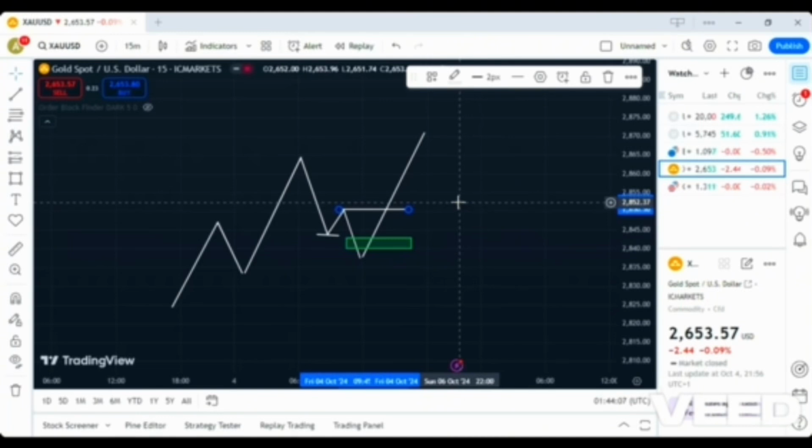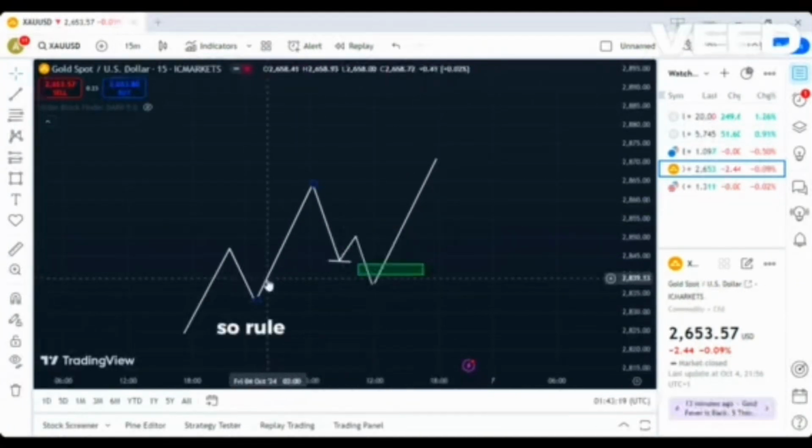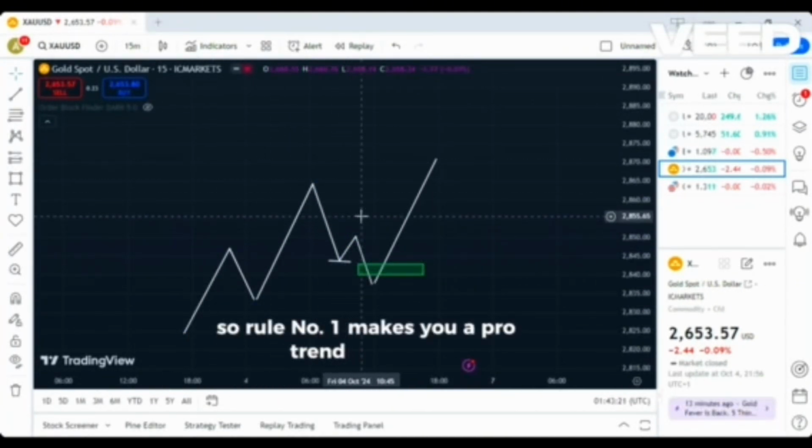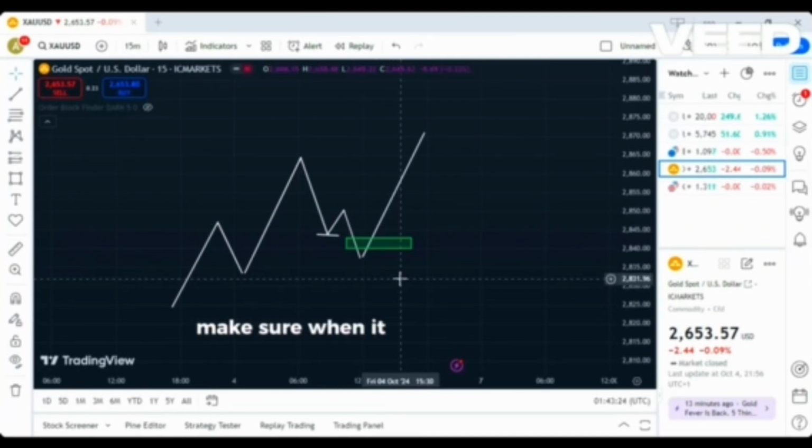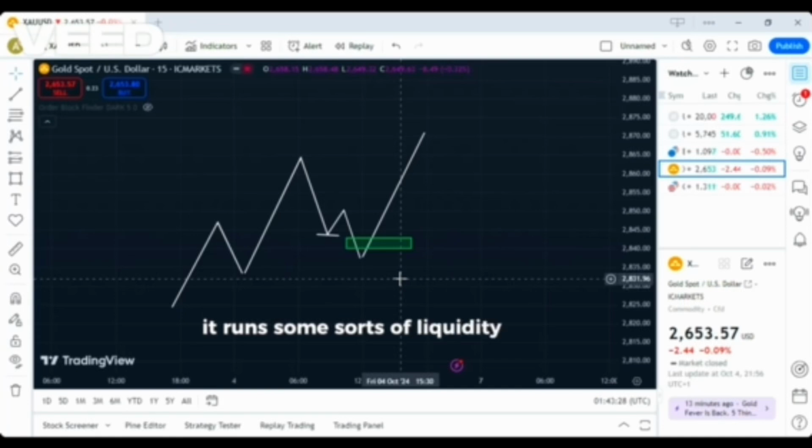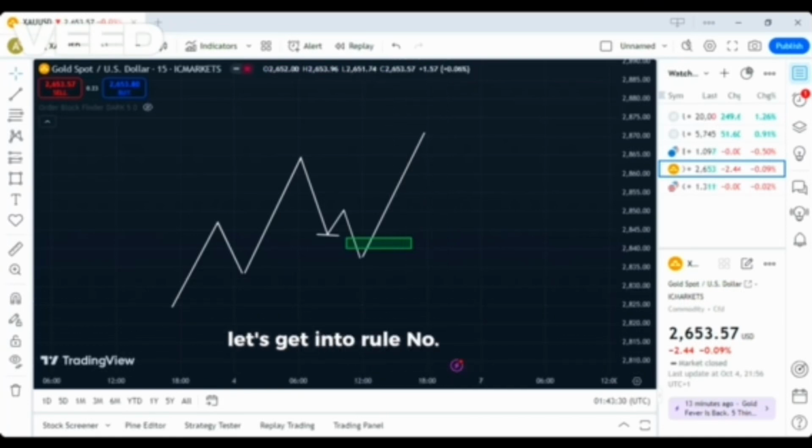So, that being said, guys, those are rule number one, make sure you are pro trend. Rule number two, make sure when it comes to your order block forming, it runs some sort of liquidity. So, with that being said, let's get into rule number three, guys.